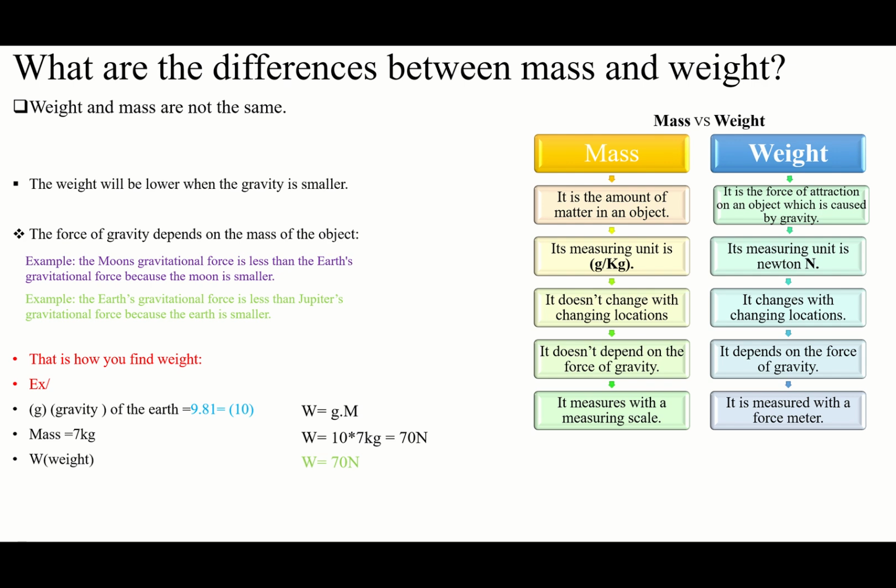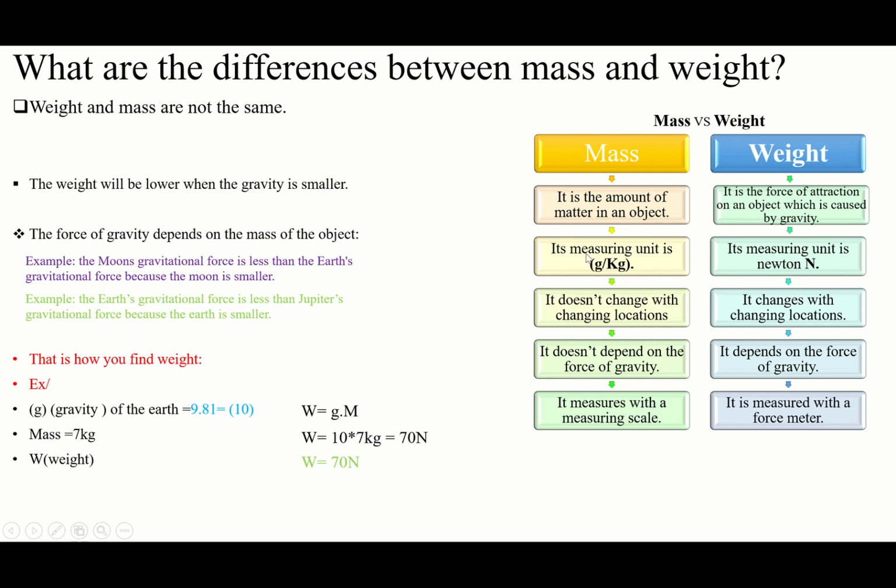According to the effect of the force of attraction, according to the attraction by earth, or we can say by gravity, the weight will change. If attraction is less, the weight is less. Attraction is more, weight is more. So one more time, mass is the amount of matter in an object. Weight is the force of attraction on an object, which is caused by gravity.